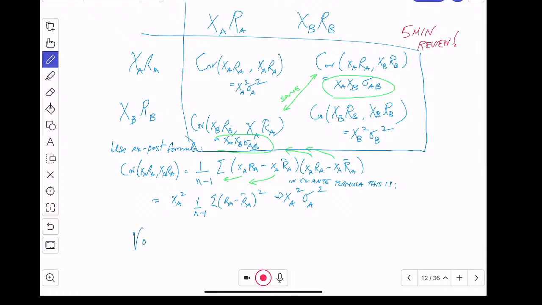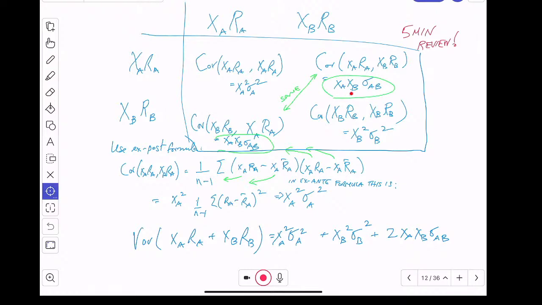So it says that the variance of XA RA plus XB RB, a portion of A and a portion of B asset returns that I will get for having the portfolio, the variance will be equal to the squared weighted sum of the variances plus this extra term. This extra term is the covariance.